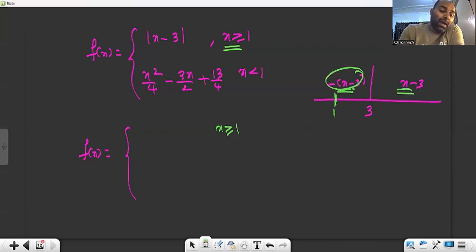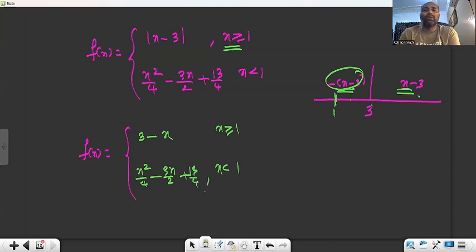The function is minus of x minus 3, which is actually 3 minus x. Don't get confused. X greater than or equal to 1 includes even x greater than 1, x greater than 2, everything. This changes only when x is greater than 3, but here it is given x greater than or equal to 1, so the function is 3 minus x. For x less than 1, there is no modulus, so we can keep it the same. These small things, don't forget.